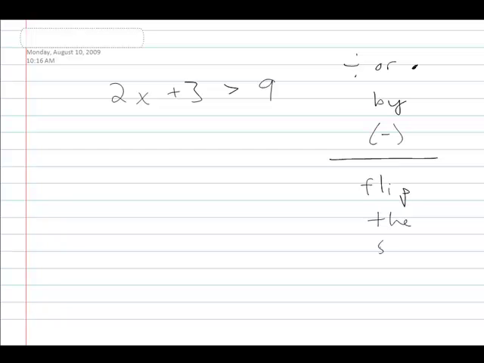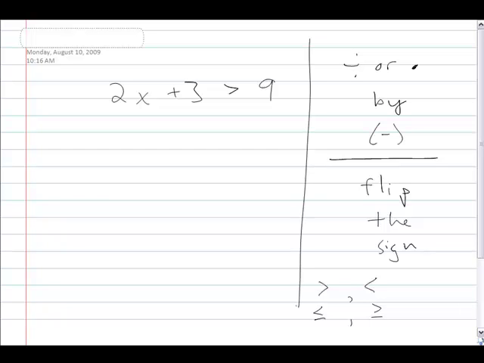So now let's try solving one. Let's say I have 2x plus 3 is greater than, let's say, 9. Now, to solve these, it's really not that hard at all. It's just like doing an equation, except there's one extra thing. Anytime you divide or multiply by a negative number, you do everything the same, but you also flip the sign. So if we had a greater than, it would become a less than. If we had a less than or equal to, it would become a greater than or equal to, and so on.